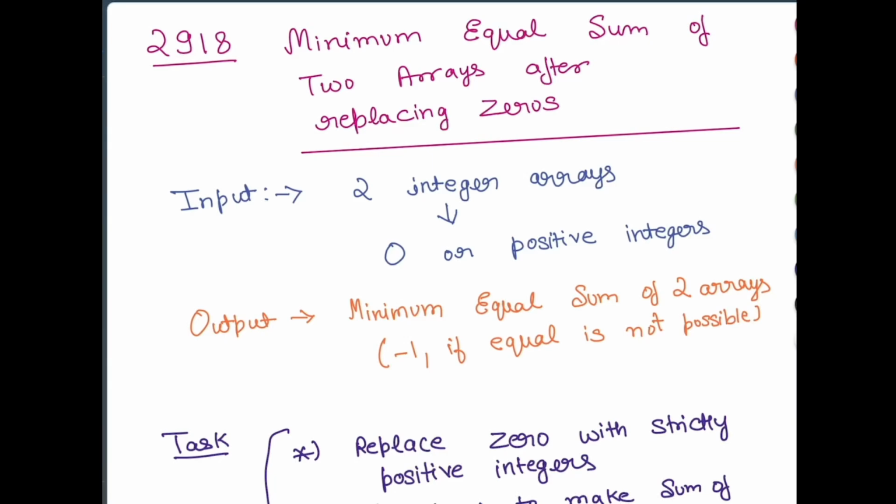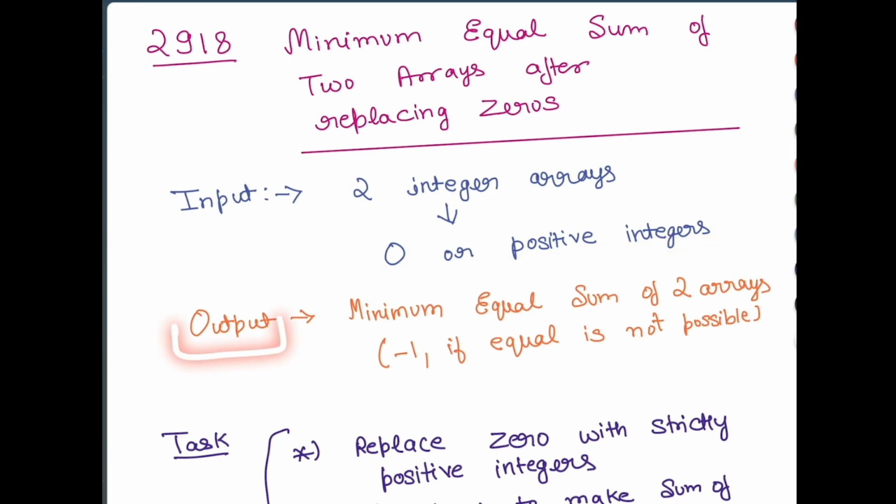In this video, we are going to solve the LeetCode problem of the day, and the problem is minimum equal sum of two arrays after replacing zeros. The problem category is medium level, but I would say this is actually a very easy question. Let us see how. The input given in the problem is two integer arrays, and the integers are either 0 or positive integers. For example, 1, 2, 3, or so on.